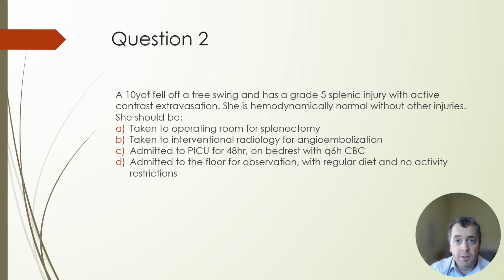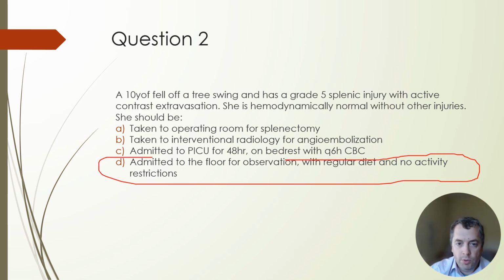All right, a 10-year-old female fell off a tree swing and has a grade 5 splenic injury with active contrast extravasation. However, she is hemodynamically normal with no other signs of injury. She should be taken to the operating room for splenectomy, undergo angioembolization, be admitted to the ICU, or just taken to the floor. And our most recent guidelines say that a number of these are safe. PICU is safe too. This is the most appropriate use of resources for this patient, I should say.